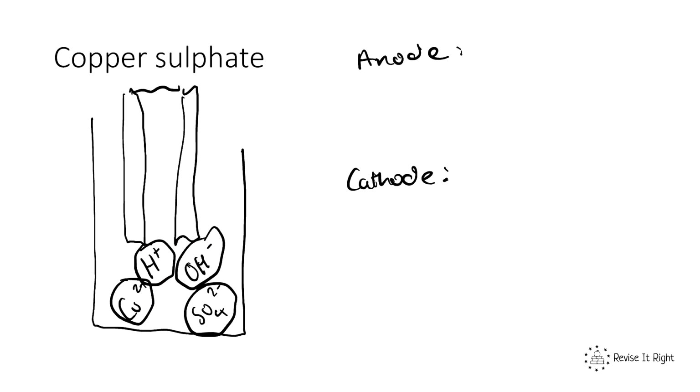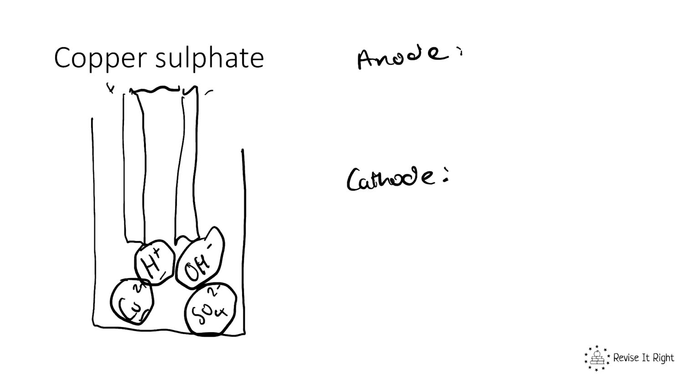Because that is quite a difficult concept to get our head around, I'm going to do a couple more examples. Here we've got copper sulfate and we've dissolved it in water. So we've got the Cu2+ ions and the H+ ions, which could form at the cathode. And we've also got our sulfate ions, which are negative, and our OH- ions, which are negative, which could form at the anode. So we'll start with the anode.